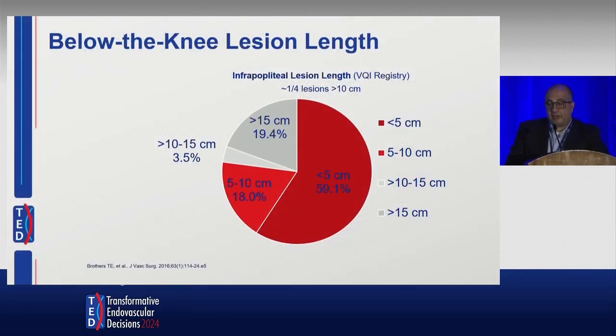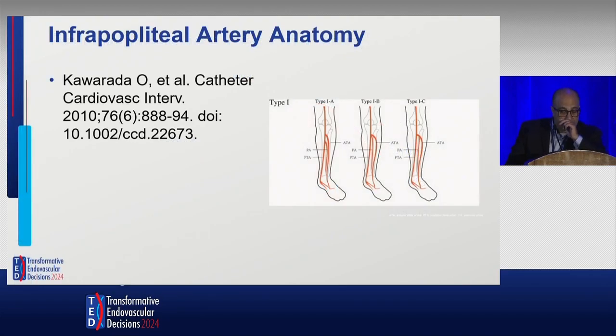The lesion load, they have extensive disease. Most of them have lesions extending between 50 millimeters up to 15 centimeters in the infrapopliteal vessels.